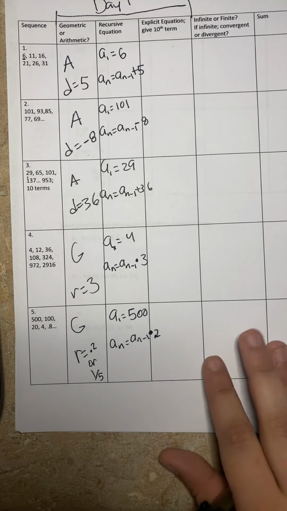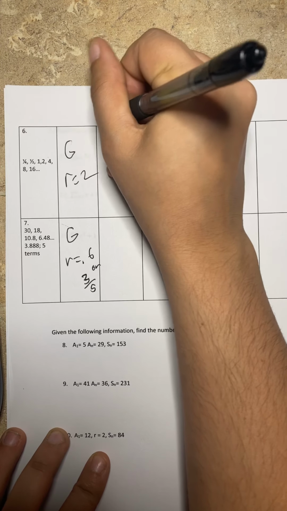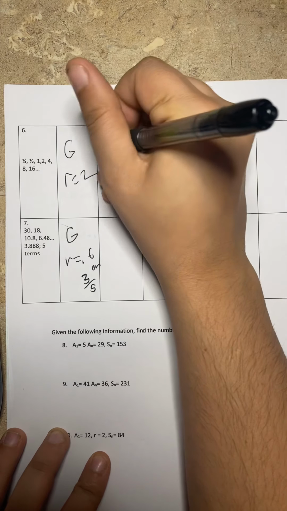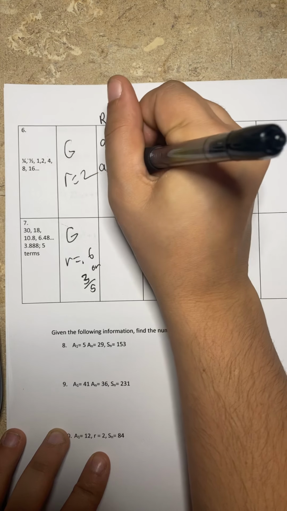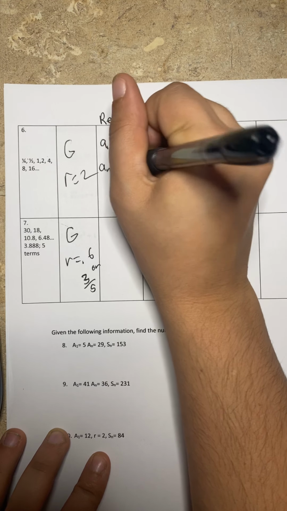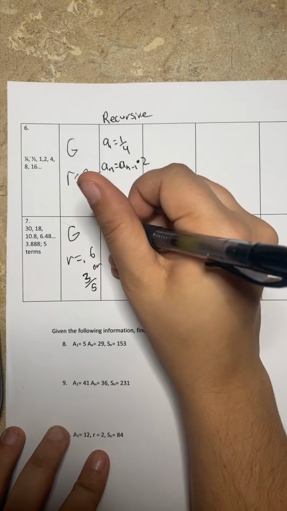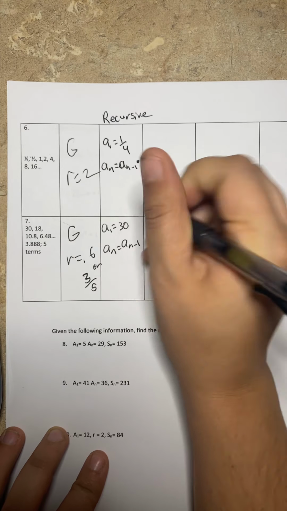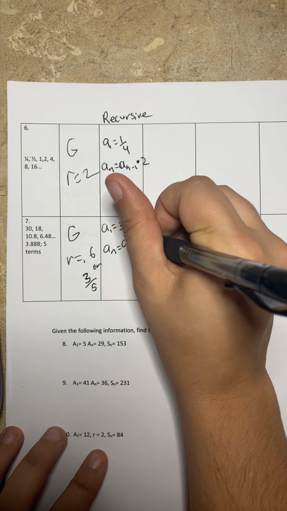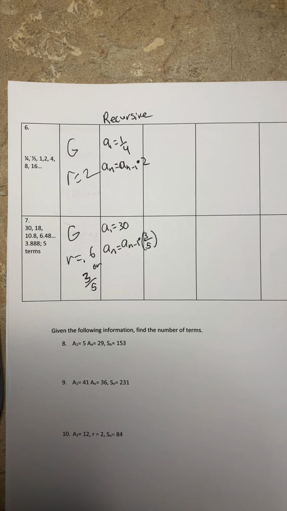Okay. And then flipping back over to the next page, again for our recursive, a sub 1 is equal to 1/4, because again that's my first term. And then a sub n is equal to a sub n minus 1 times 2, because that's my ratio. And then my last one, a sub 1 is equal to 30, and then a sub n is equal to a sub n minus 1 times 0.6 or 3/5. And I'm going to write the fraction in this problem. Okay. So that's the second column filled out.